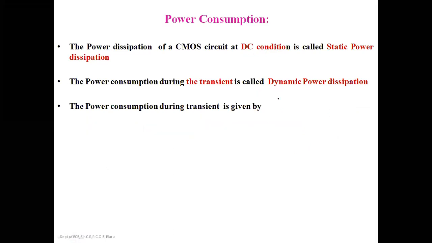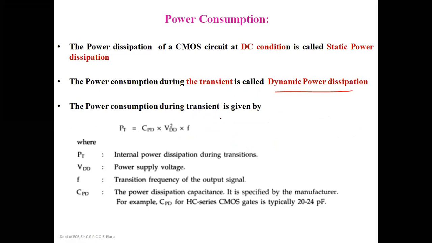Now, what about the dynamic power dissipation here? The power consumption during the transient, while changing state, is given by PT equal to CPD, which is the power dissipation capacitance, times VDD squared, the power supply voltage, times f, the transition frequency. Here PT is the circuit's internal power dissipation during the transitions.